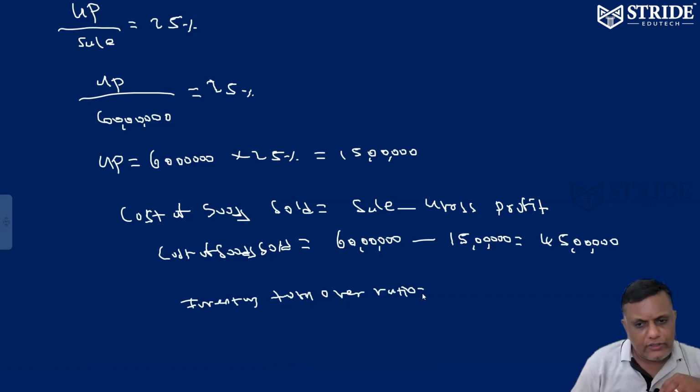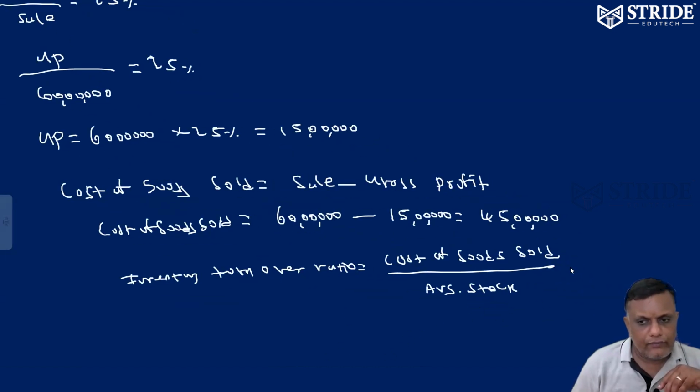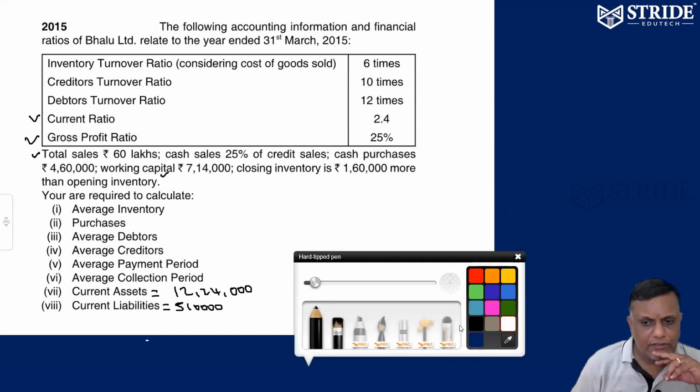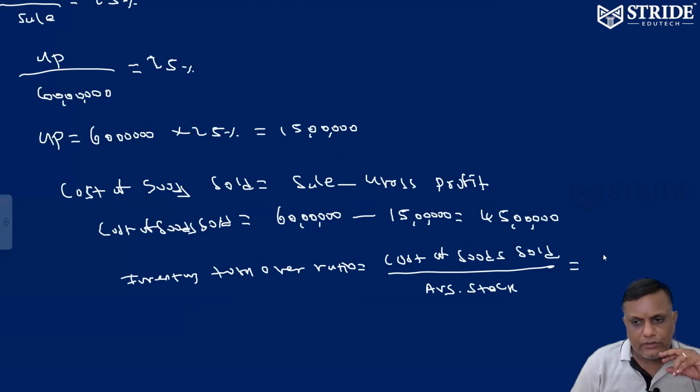Inventory turnover ratio is nothing but cost of goods sold, COGS, by average stock. So here the inventory turnover ratio is equal to 6 times based on COGS. See the first line? Inventory ratio is going to be 6 times.